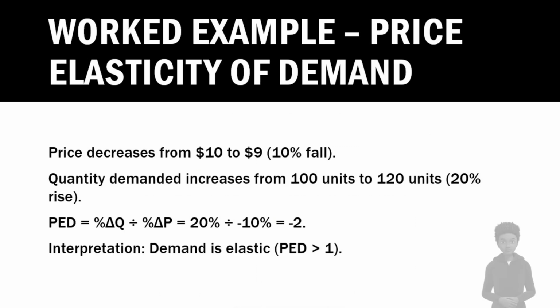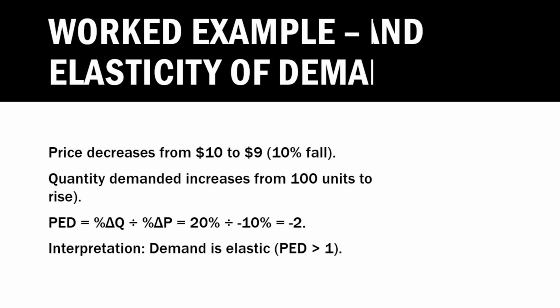Price elasticity of demand example. For example, if the price drops from $10 to $9, demand rises from 100 units to 120. Price elasticity of demand equals percentage change in quantity, that is 20%, divided by percentage change in price, that is minus 10%, equals minus 2. This means demand is elastic, so lowering the price increases revenue.